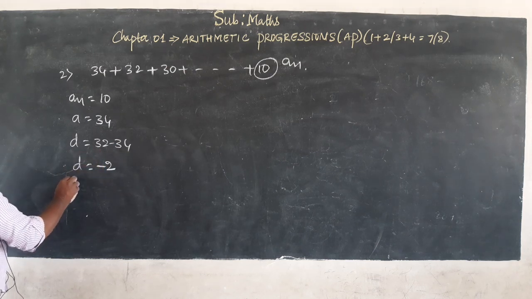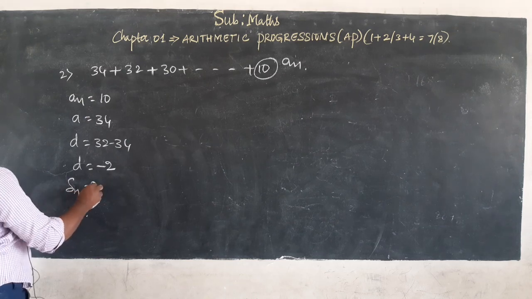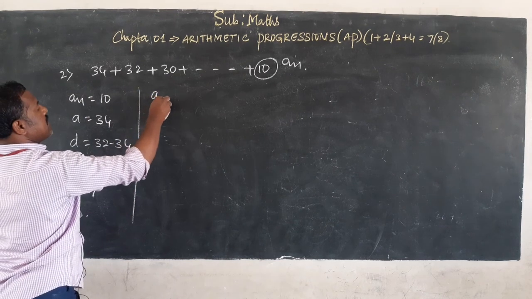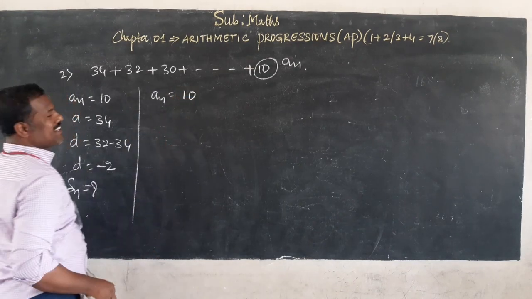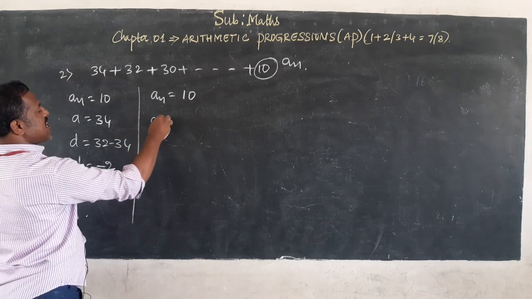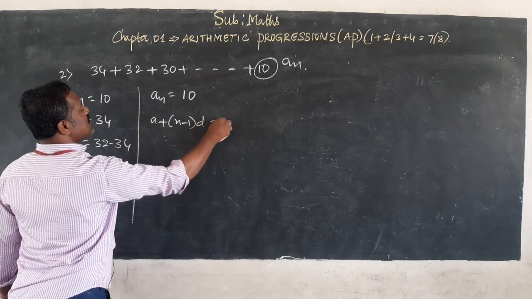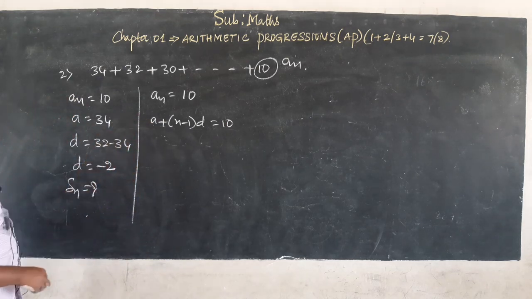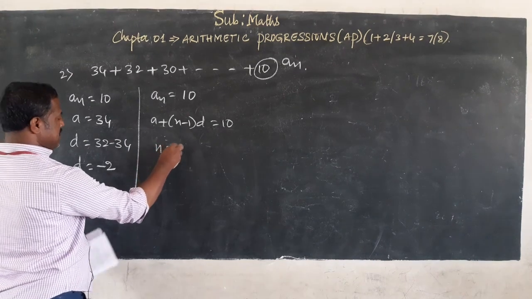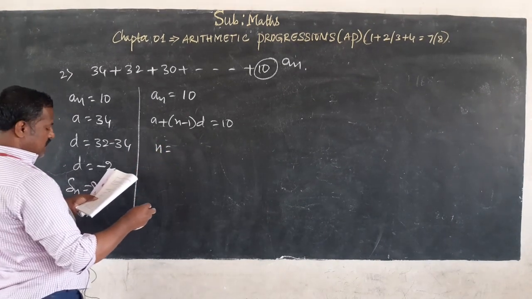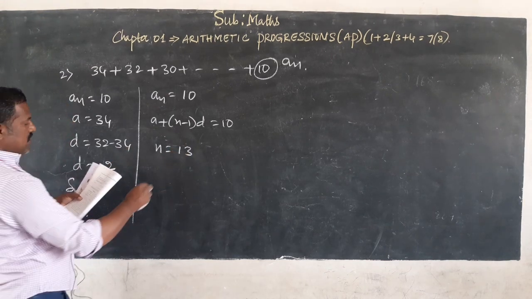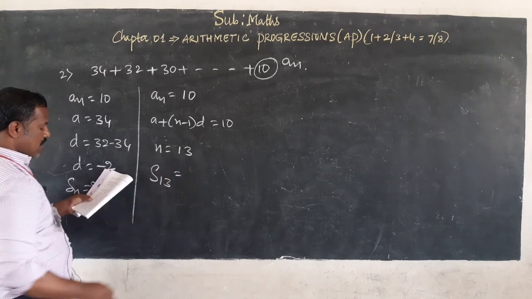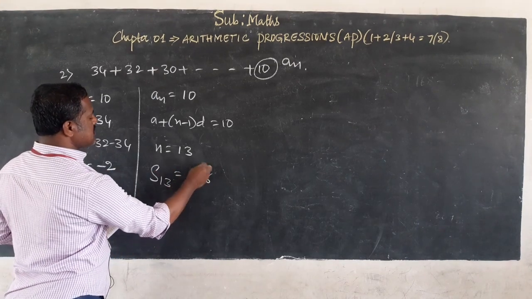Understand, children? What is the value of Sn? Question mark. Let us first find the value of n by using an. An is how much? 10. What is the value of an? a plus of n minus 1 into d, which is equal to 10. Put the value of a, that is 34, and the value of d, that is minus 2. You will get the value of n, that is 13. Understand, children? After getting the value of n, that is 13, you can easily find S13. The value of S13 is 286.